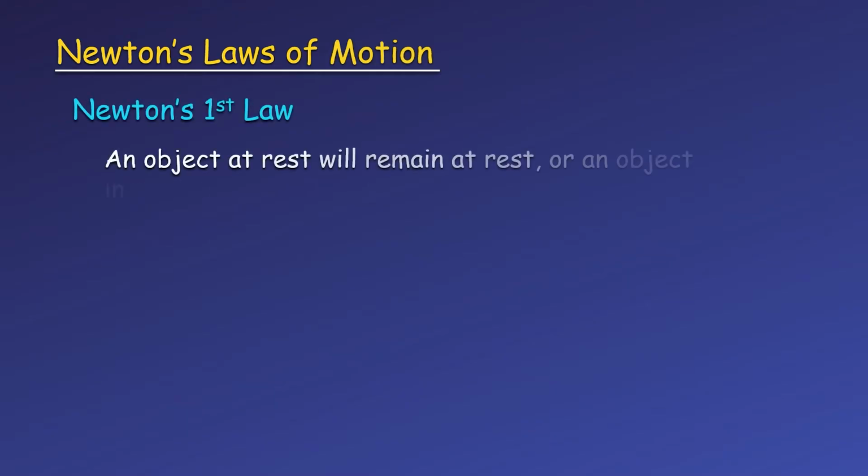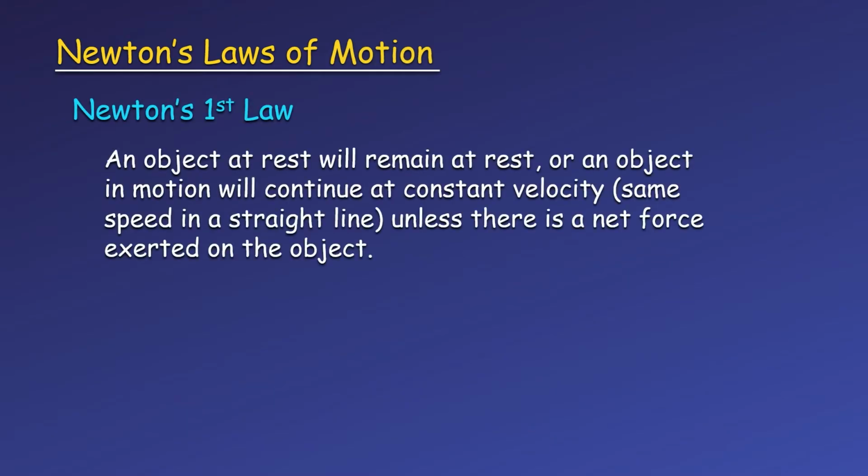Newton's first law states that an object at rest will remain at rest, or an object in motion will stay in motion. Specifically, an object in motion will continue at a constant velocity, meaning that it has a constant speed and moves in the same direction or a straight line. This is true as long as there is no net force acting on the object. This law is often called the law of inertia.